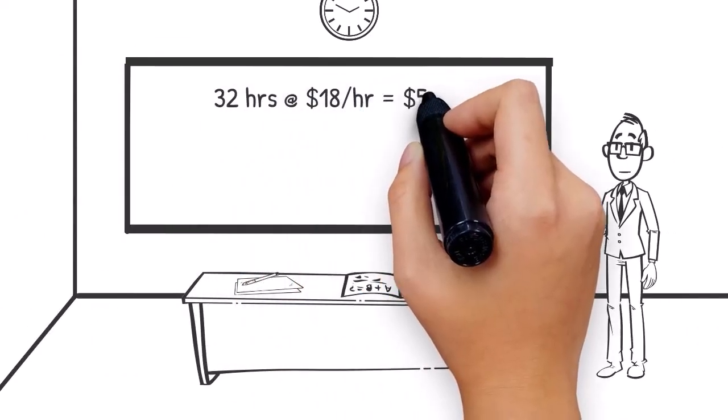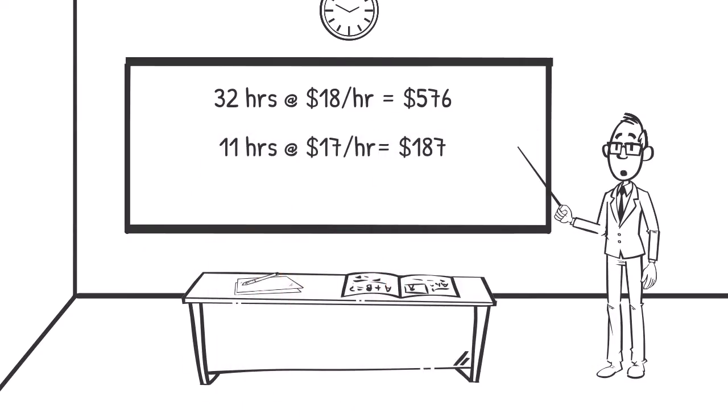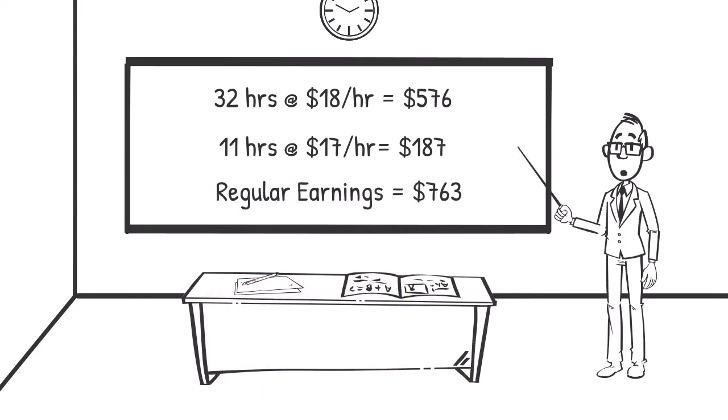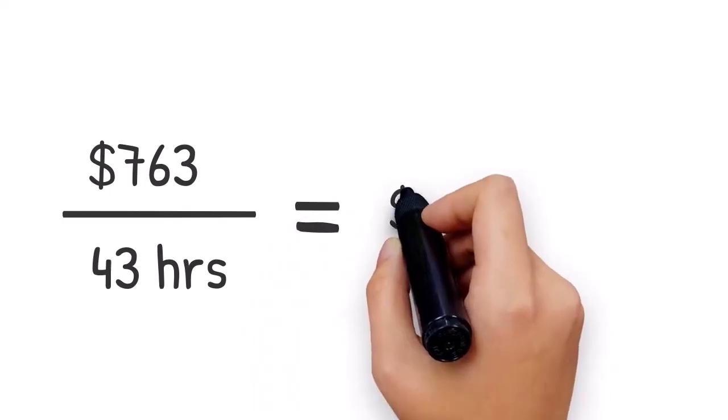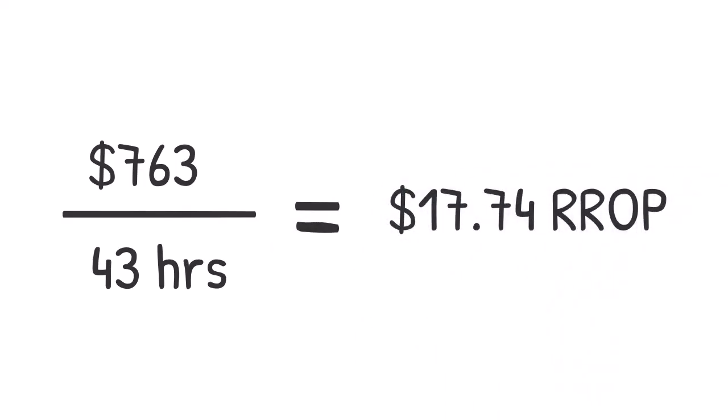Now let's do the math. 32 hours at $18 an hour is $576. 11 hours at $17 an hour is $187. The employee's total regular earnings for the week are $763. $763 divided by 43 total hours worked for the week equals $17.74 as the employee's regular rate of pay.